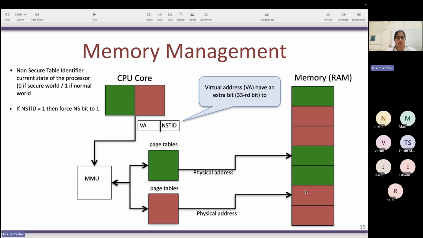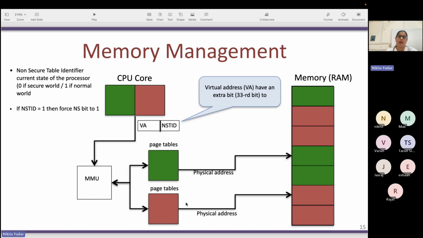Okay, I hope that is making some sense. So basically, your MMU, when it sees the value bit 0 here, it is going to page walk these non-secure page tables. Okay, it is going to page walk the normal world page tables and translate the virtual address to the physical address.